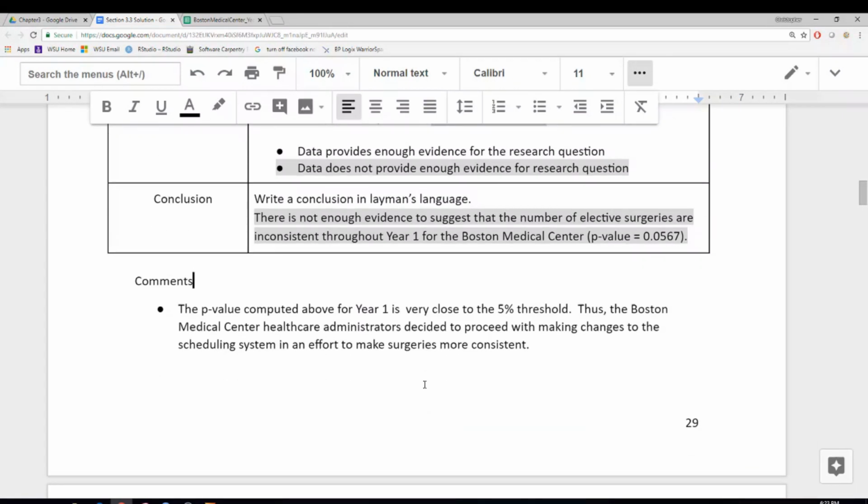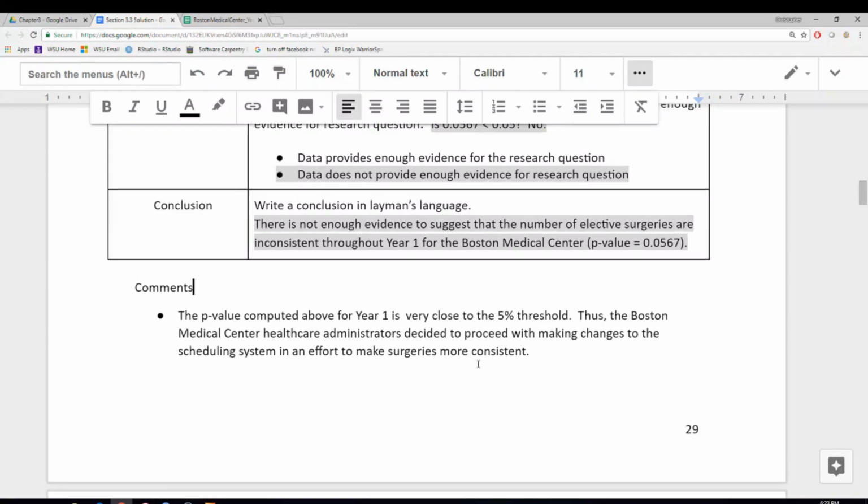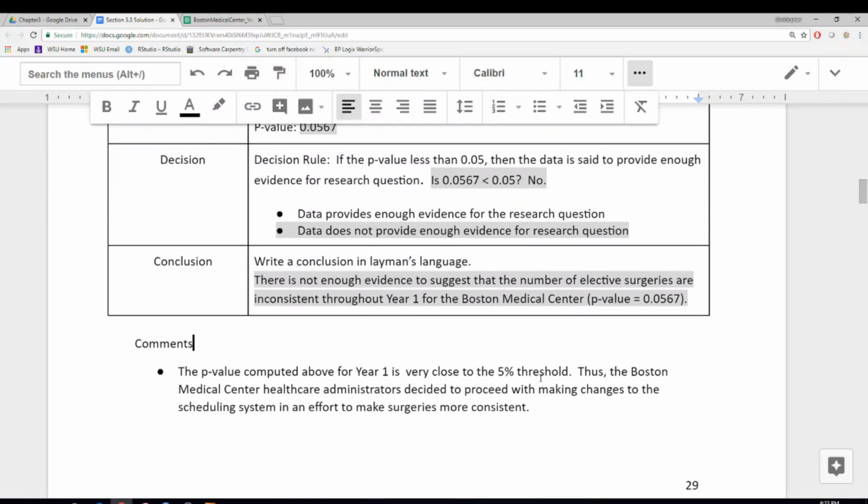Now, the p-value computed here is very close to that 0.05 threshold. So the Boston Medical Center healthcare administrators went ahead and decided to make some changes to the scheduling system. They thought that that was close enough to the 0.05 threshold that changes were warranted. And I would agree with that suggestion.